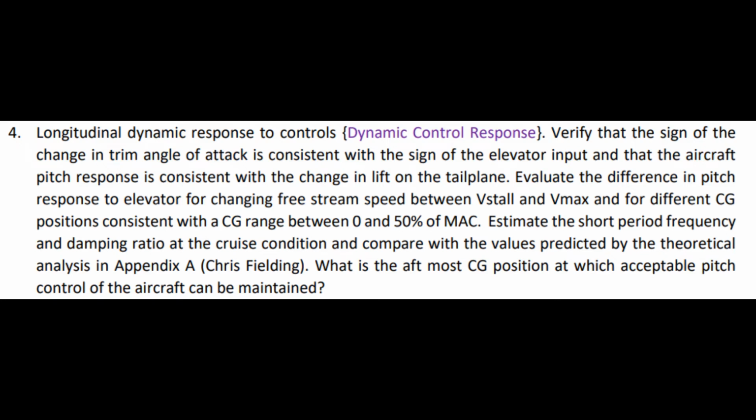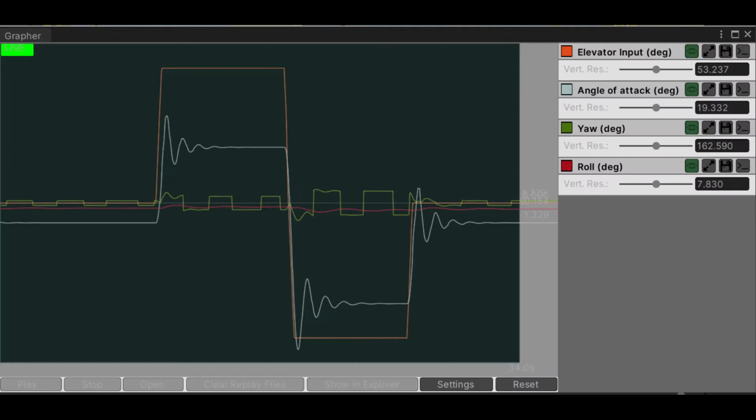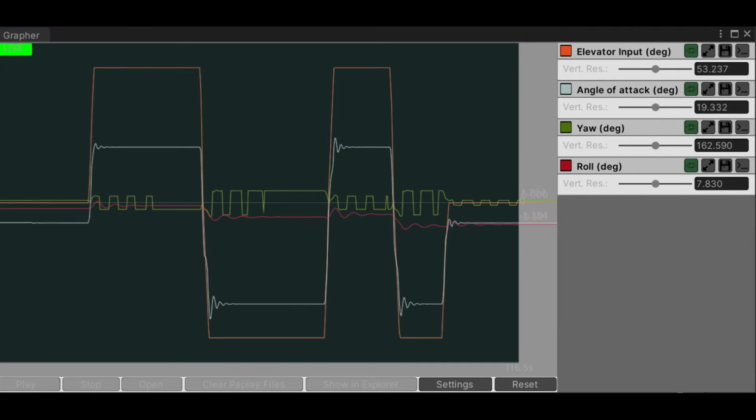For this section, we will consider two different free stream velocities, stall and max, and then three different CG positions. For the stall at 10 meters per second, angle of attack oscillates significantly after a change in the elevator trim setting. It also takes a considerable amount of time before reaching steady state. For Vmax at 27.7 meters per second, angle of attack's oscillation is reduced to minimum, and steady state is reached within seconds.